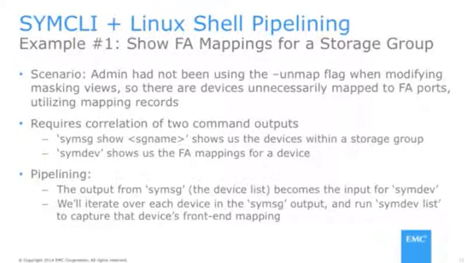So in this one here we want to show all of the FA mappings for all of the devices that are in a specified storage group. And a reason that you might want to do this is, say, you've got a storage administrator that's dealing with a front-end imbalance problem where they've got too many heavy-hitting hosts that are just sharing, say, 4 FAs, right? And those FAs are very highly utilized. You've got queuing going on, that kind of thing.